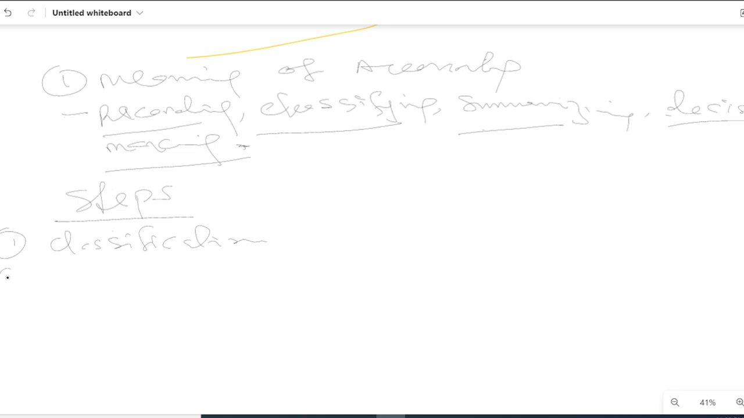Then number 2, after you classify your transactions, what do you do? You record the transactions in appropriate subsidiary books. That is, you record it.